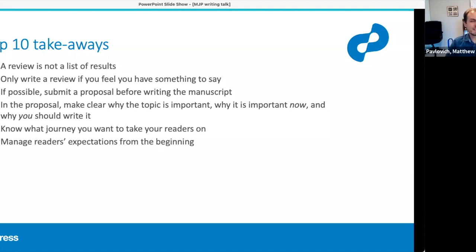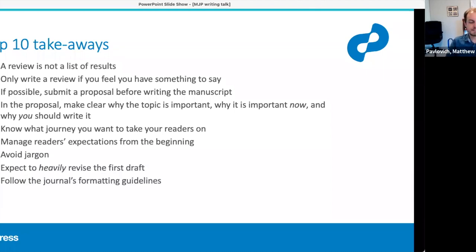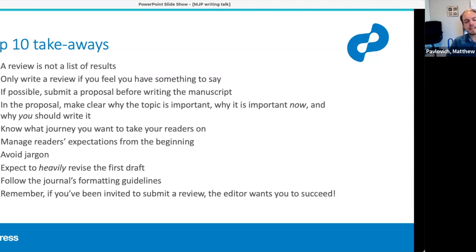Manage reader expectations. Again, this is probably not the only review or the only high impact publication, but why should they care about yours? Avoid jargon. Expect to revise that first draft. Follow the formatting guidelines. And remember, if you've been invited especially to submit a review, the editor really wants you to succeed.